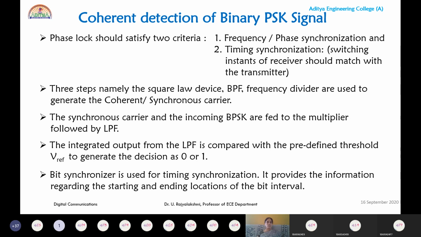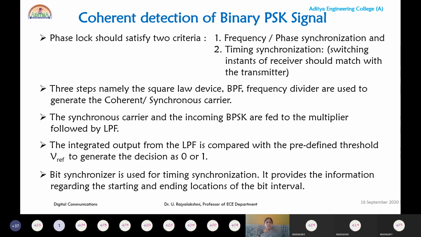Okay, now how can we generate the synchronous carrier? I told you that 3 sections are used. What are the 3 sections? Square law device, band pass filter and frequency divider. So you may get a doubt: why a square law device, and why divide the frequency by 2? Actually, this frequency divider is a divider by 2 because this is BPSK. In M-ary PSK, the frequency divider should divide by M, where M is equal to 2 power n. But in binary PSK it is a frequency division by a factor of 2. So what are the 3 steps used to generate the coherent carrier? Square law device, band pass filter and frequency divider.